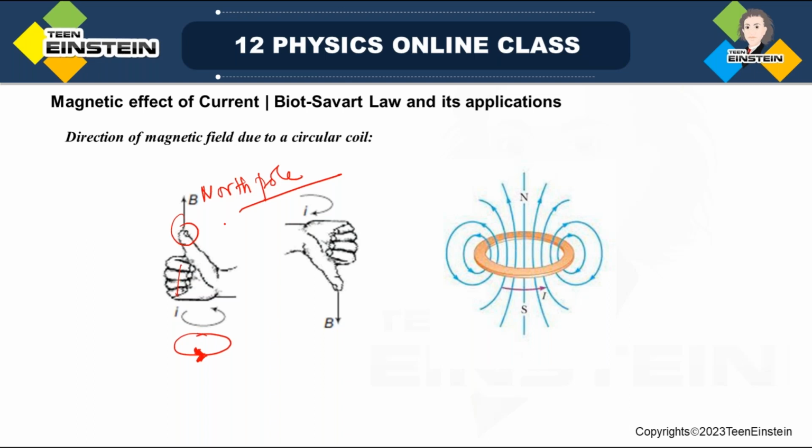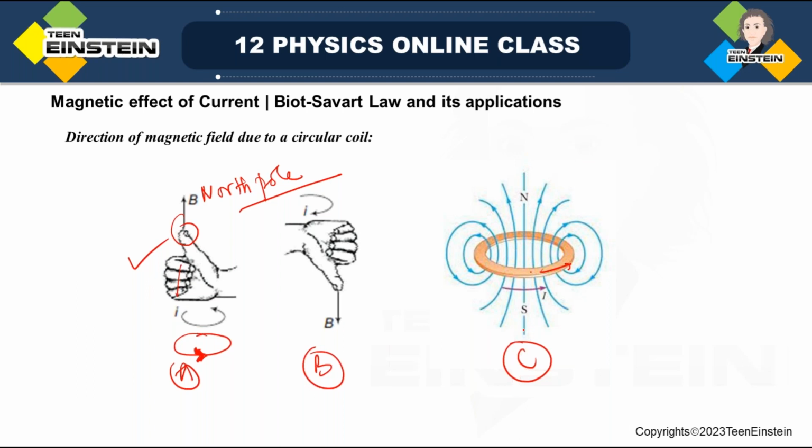The north pole of the magnetic field produced. So in this case, look at this figure. Let me give names: this is A, this is B, and this is C. Here the direction of the current is anti-clockwise. So the north pole will be produced here. If you apply the thumb rule, it is applicable here. So north pole will be in the upward direction and south pole will be in the opposite direction.